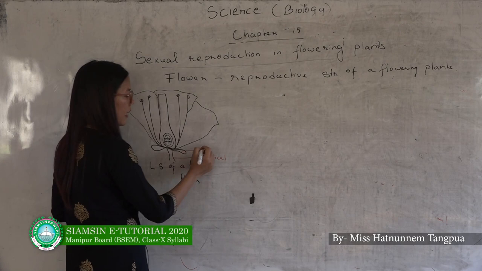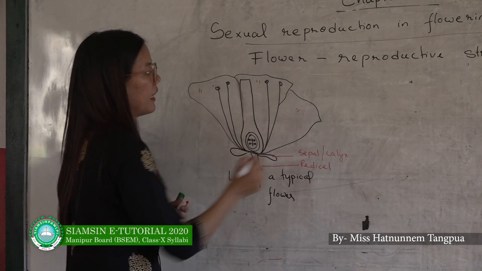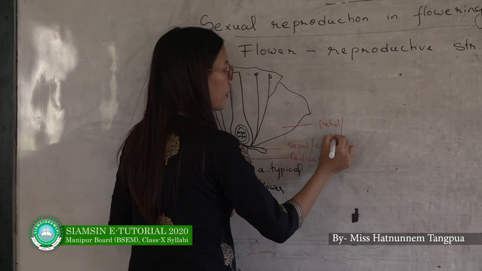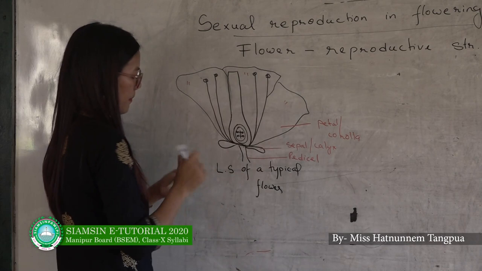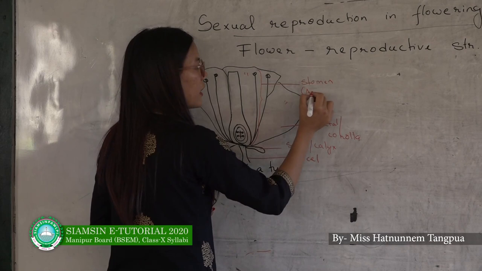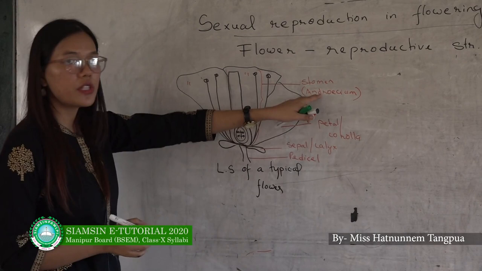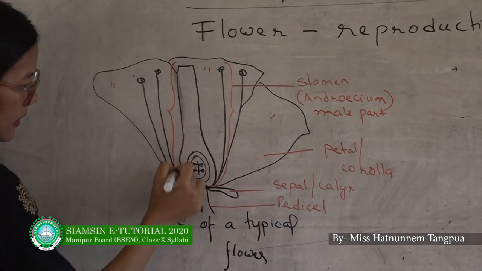The part usually green in color is known as sepal, or calyx. They are known as petals, or they are also known as corolla. This is the stamen, or androecium. It is the male reproductive part of the plant. This is the pistil, or gynoecium.